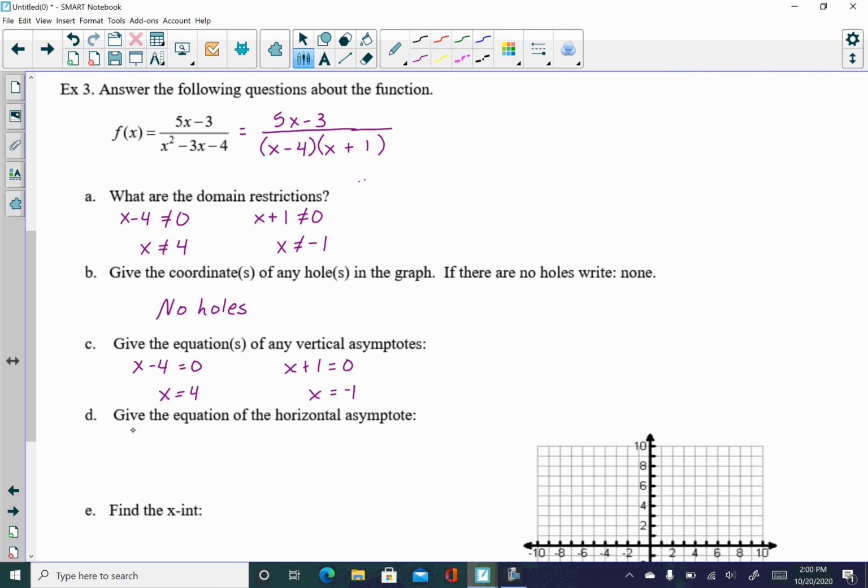Part D says give the equation of your horizontal asymptote. You can look back at your original function. It's probably the easiest way, because here you can see up top you have degree 1, and on the bottom you have degree 2. So the degree of the top is less than the degree of the bottom, so that would be the line y equals 0.